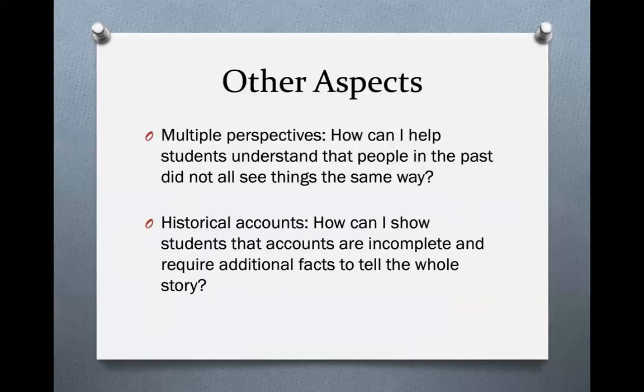Okay, here's just a couple other considerations. When you talk about multiple perspectives, how can you help students understand that people in the past did not always see things the same way? I think that's true even today, right? Okay, you have to help people understand that there are gaps in information, errors that cause differences in accounts. Authors can actively contribute to distorting the past by exaggerating, giving into bias, and telling lies.